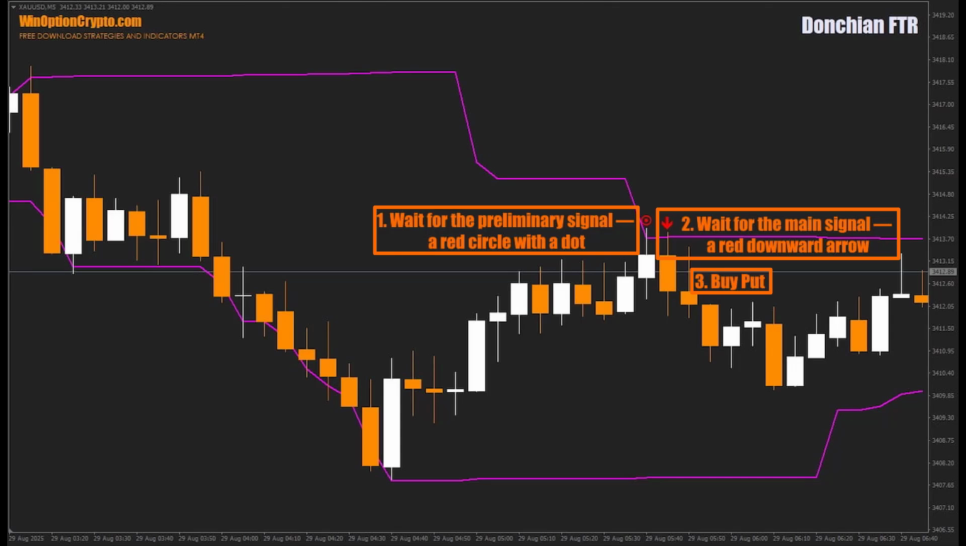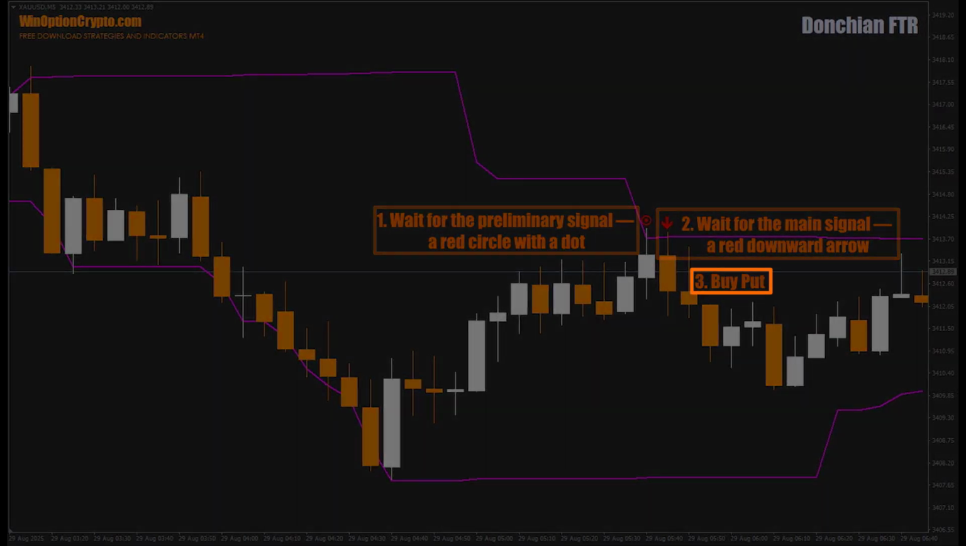We recommend setting the expiration time to 3 candles. However, the optimal holding period depends on the specific asset and should be selected based on the results of historical data testing. This approach helps adapt the strategy to the characteristics of the selected instrument and increases its effectiveness.